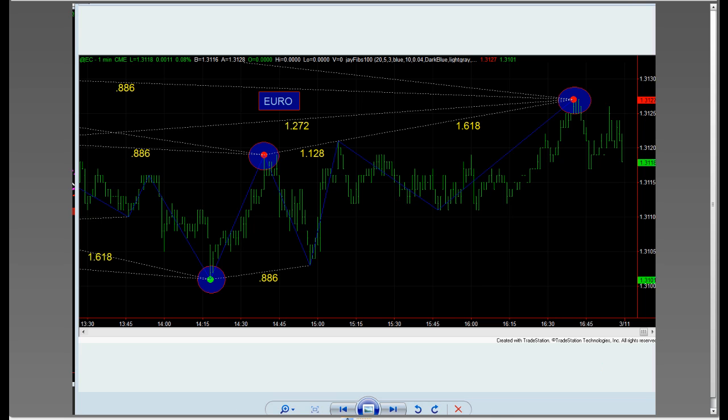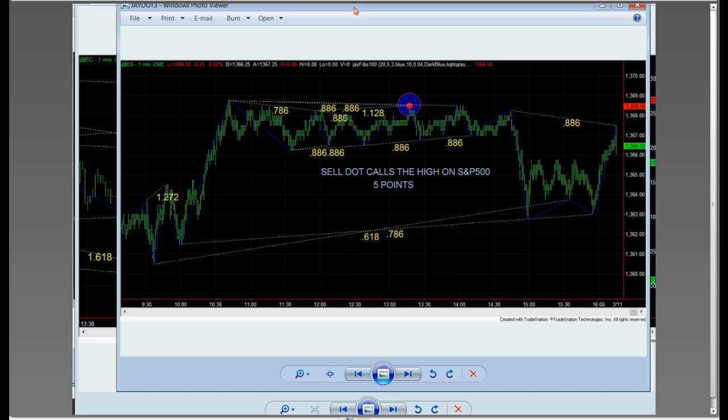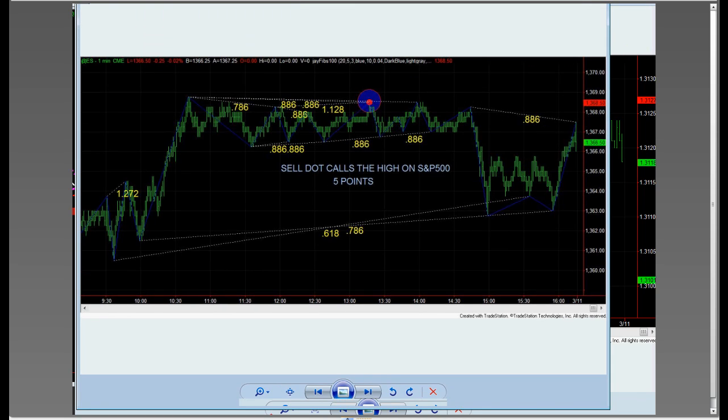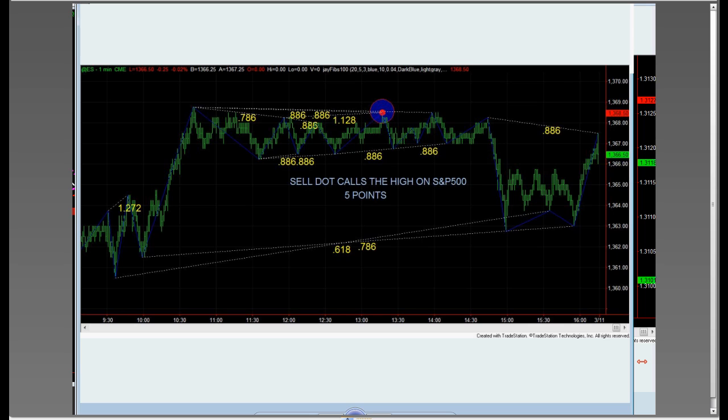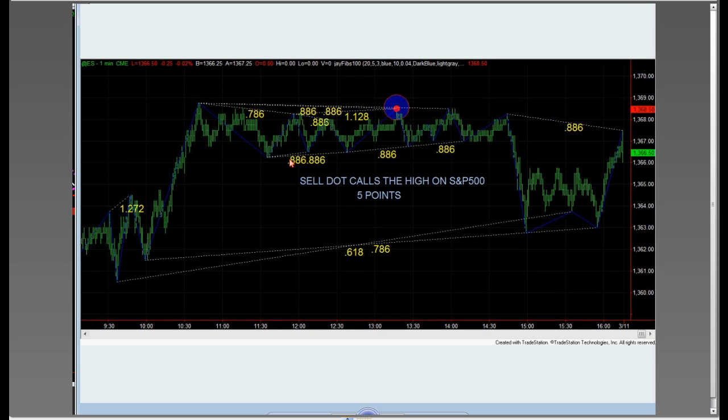If you look on the S&P 500, it called the exact high in the S&P 500. S&P 500 had an 886. If you look at the secret sauce in the market, it's an 886 extension. No one uses it. My algorithm picked it up, 886, 886. Then we finally got a price cluster at the high, and the market falls 5 points. Okay, let's move on here.